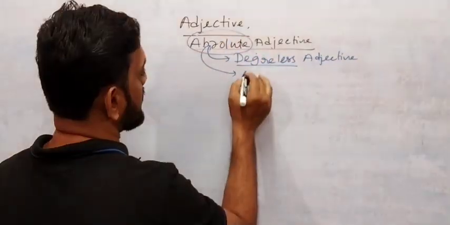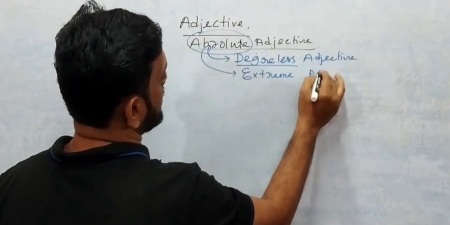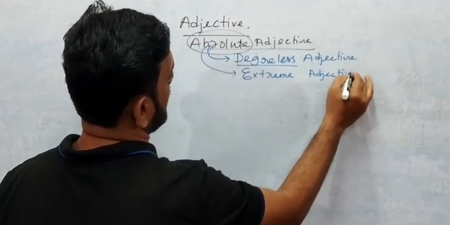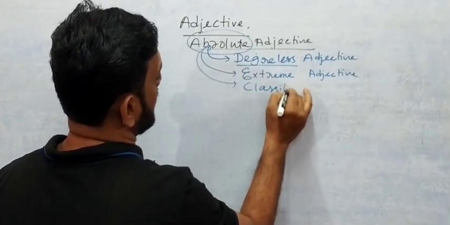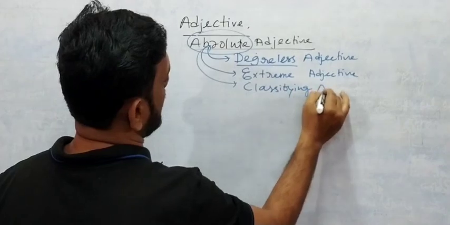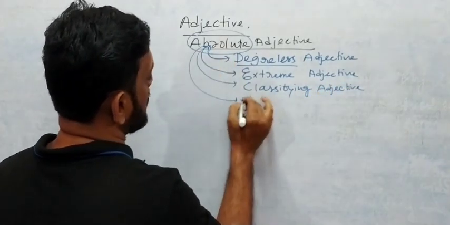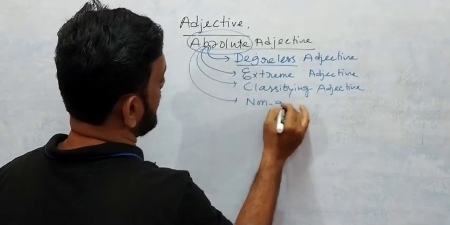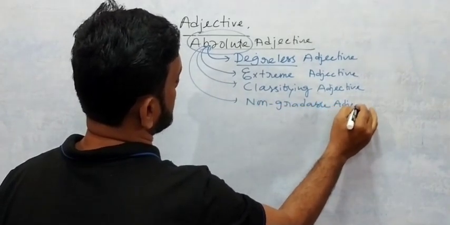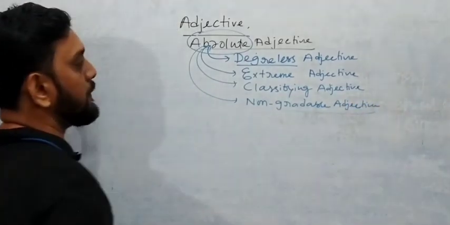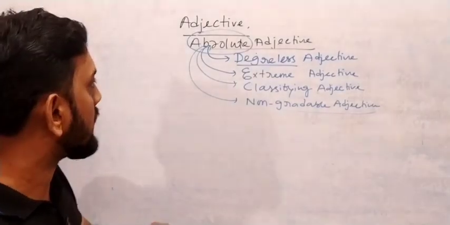It is also known as extreme adjective. What? Extreme adjectives. It is also known as classifying adjective. Classifying adjective. It is also known as non-gradable adjective. It has different names, but try to understand why I have written all the names, because of some particular reason.